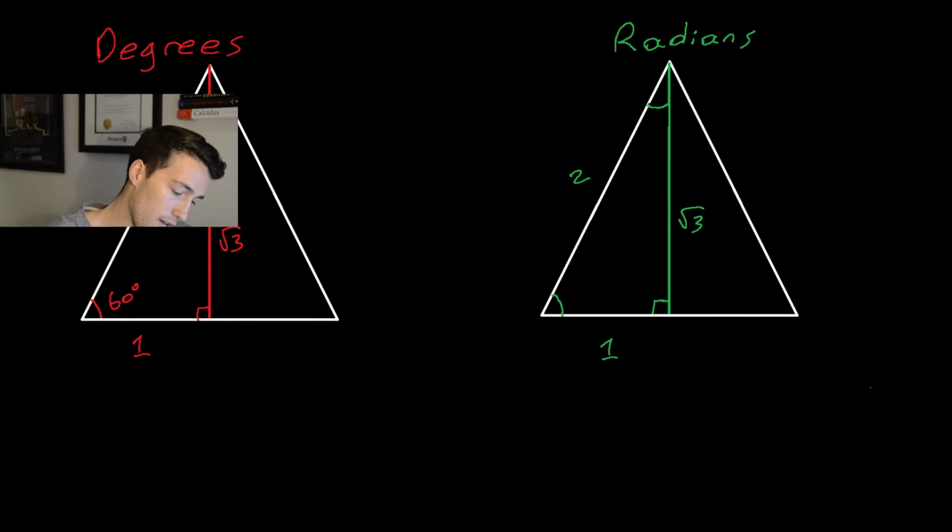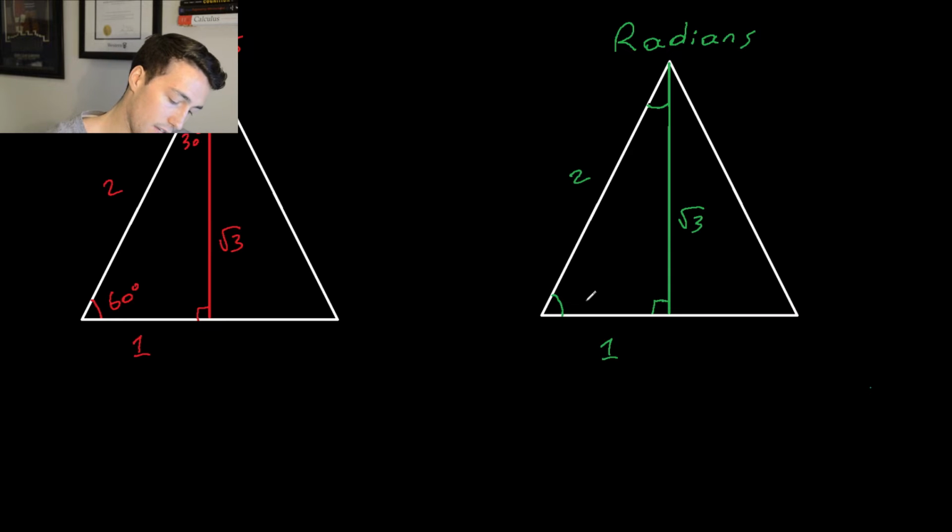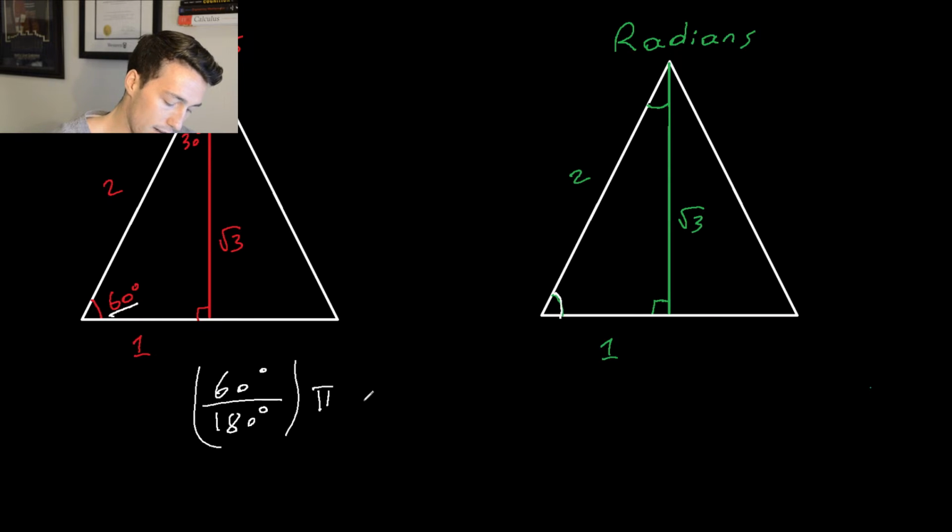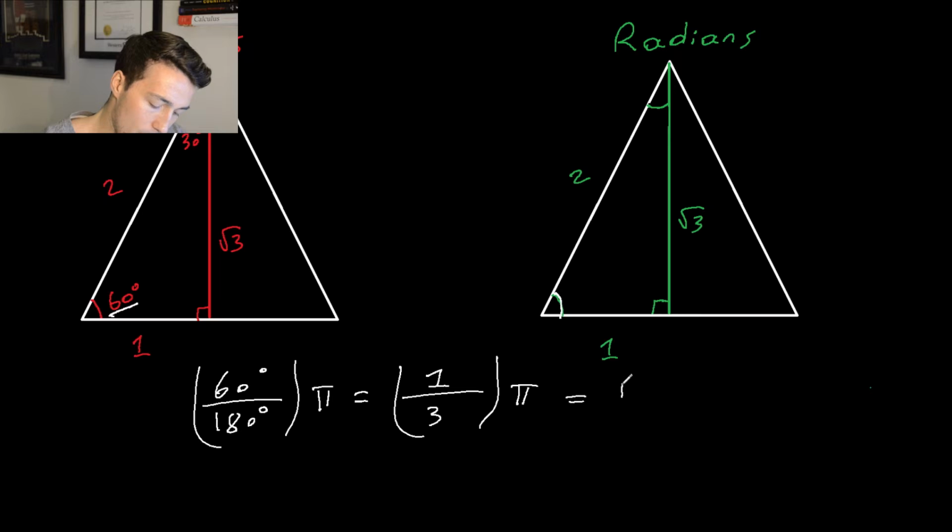So here, if we have 60 degrees, and I want to get the radian version of this angle right here, what I can do is say 60 degrees divided by 180 degrees multiplied by pi will give me radians. So if I do that, I can reduce this fraction down. If I divide everything by 60, I'll get 1 on top divided by 3, and then multiplied by pi, I get pi over 3 radians. So I can put that angle here as pi over 3.